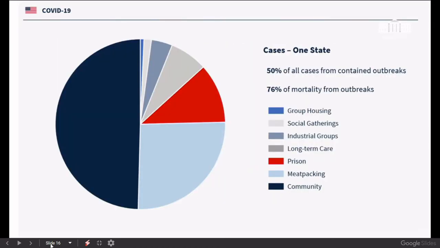All right, notorious in data viz circles, no poorly done statistical presentation would be complete without a pie chart. We generally like to avoid these entirely, but if the goal was to show that half of the cases in this state were from community spread and half of the remaining contained outbreaks were from meatpacking, then I'll forgive it because it does effectively represent that.